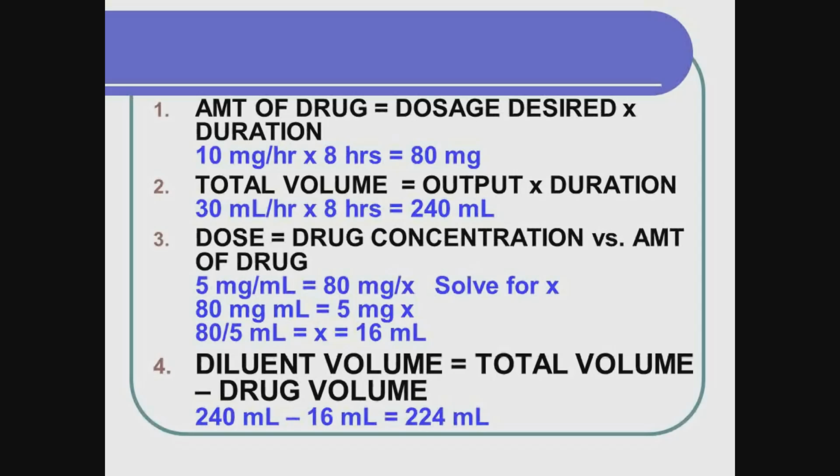So that would mean 80 milligrams of medication. The total volume I want to have being nebulized: my output of my nebulizer is 30 milliliters per hour. I'm going to multiply that times my 8 hours, or 240 milliliters. Of that 240 milliliters, some of it's diluent, some of it's medication. How much of that is the medication?